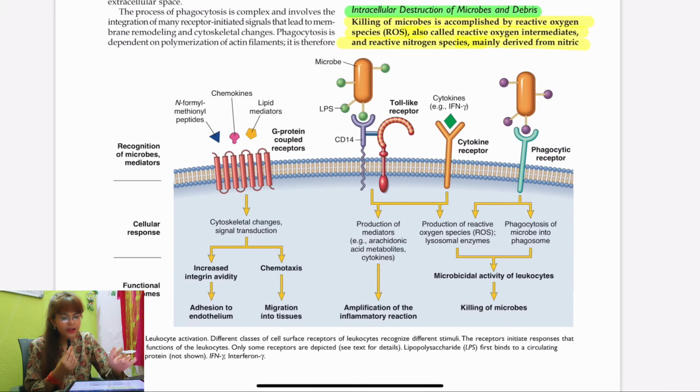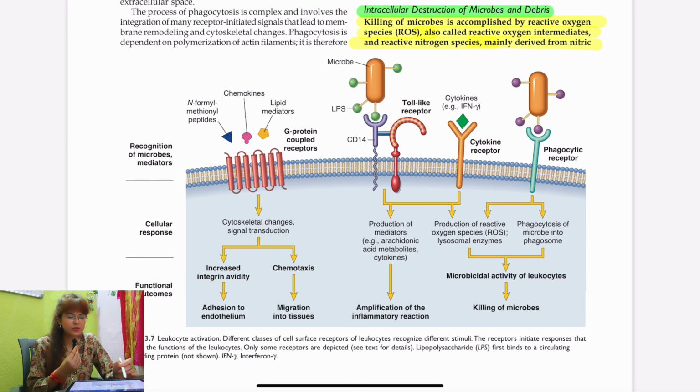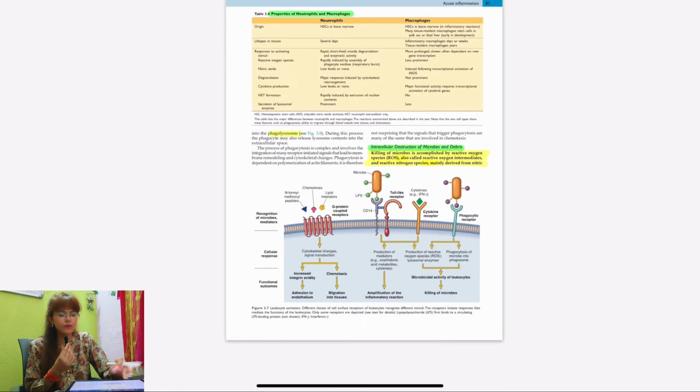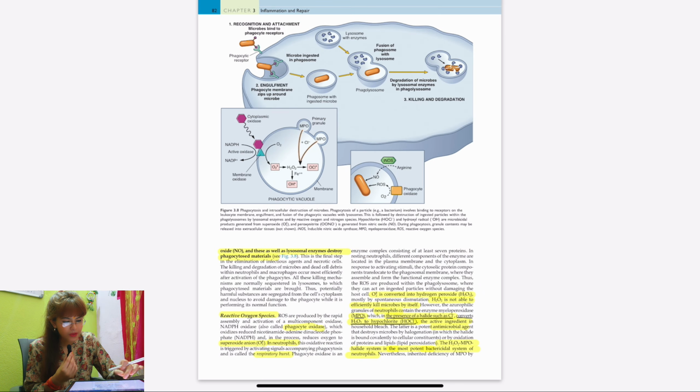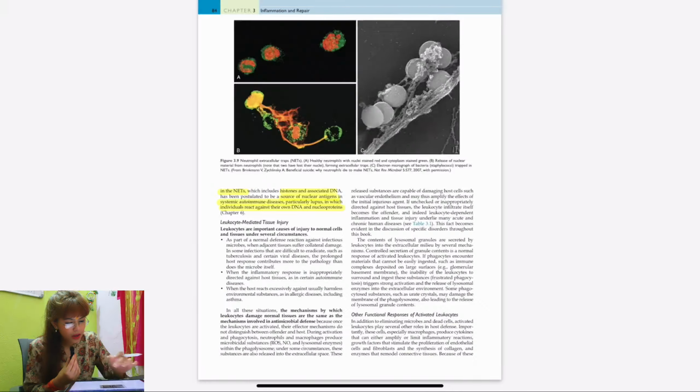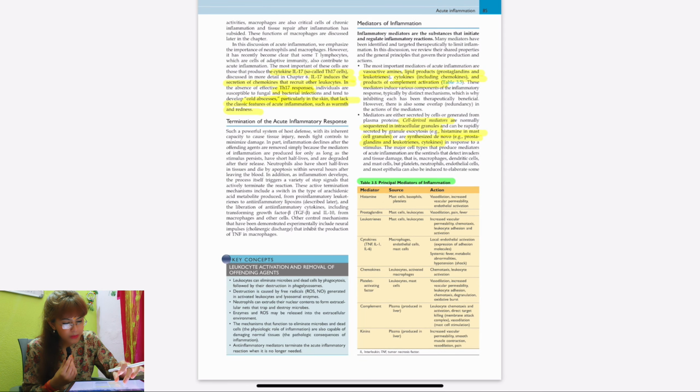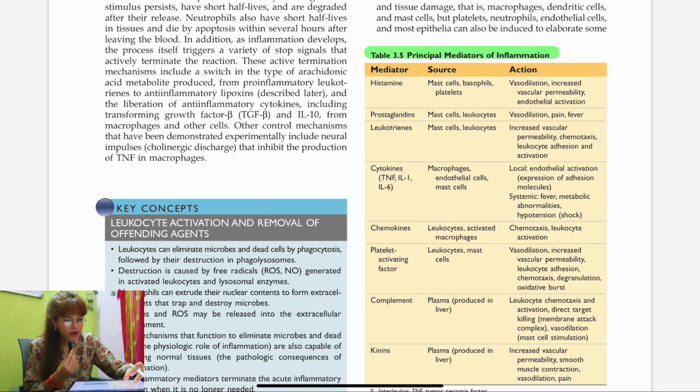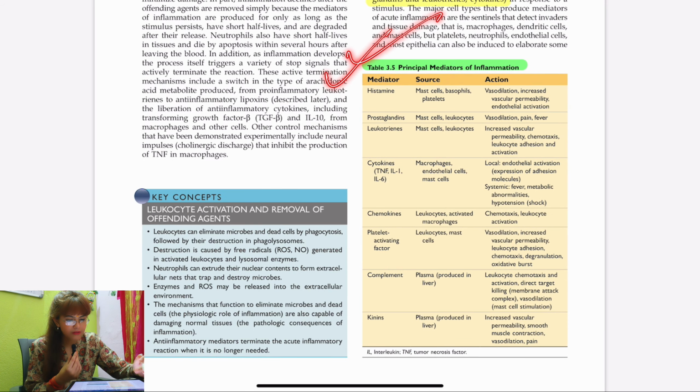Okay, I don't think I should go through this image once again, because I've already explained how this phagocytosis is happening, and ultimately there's killing by the ROS. You've already gone through this once. Okay, so coming to the mediators, I think this chart is enough for you.